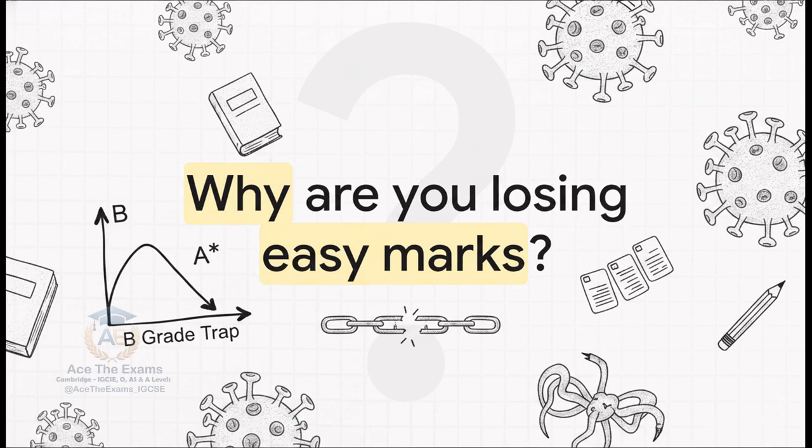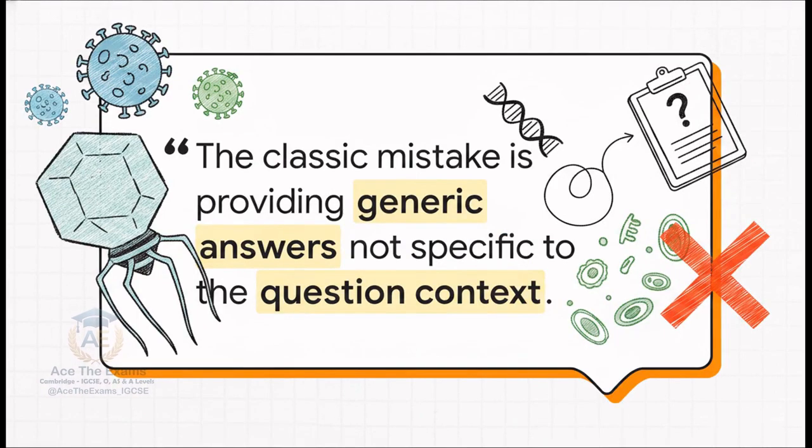Well, it's what we call the B grade trap. And here is a quote straight from the Cambridge Principal Examiner reports that brilliantly exposes this trap. They say, "The classic mistake is providing generic answers not specific to the question context." So what does this actually mean for us?